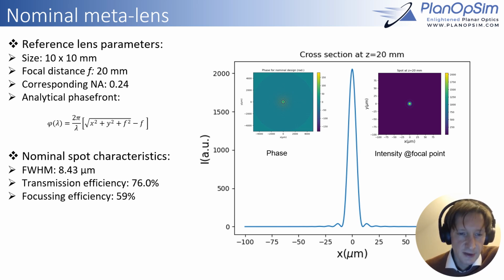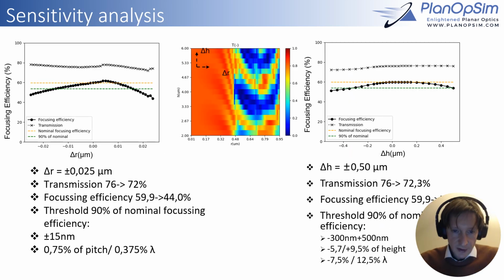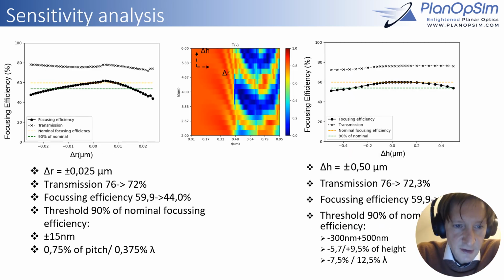So the size here was 10 by 10 millimeter with a focal distance of 20 millimeter, and we used the hyperbolic phase front as a reference point. We just make this fairly standard design. So we have here a plot of the point spread function as well as the corresponding phase function. The question we are interested in here is what happens then if the parameters change from their nominal design point. And we can do this using a sensitivity analysis.